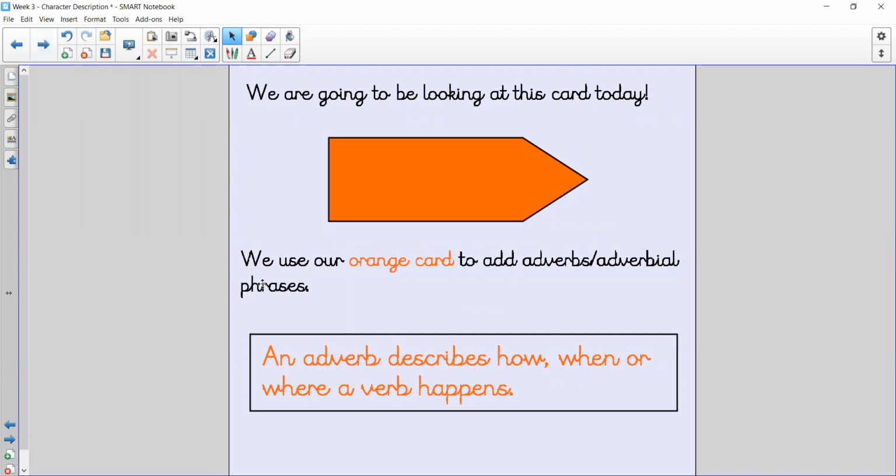I've just got a little stem sentence down here. I want us to have a go at reading. So my turn first. An adverb describes how, when, or where a verb happens. Can we do that together? Are we ready after three? 1, 2, 3. An adverb describes how, when, or where a verb happens.